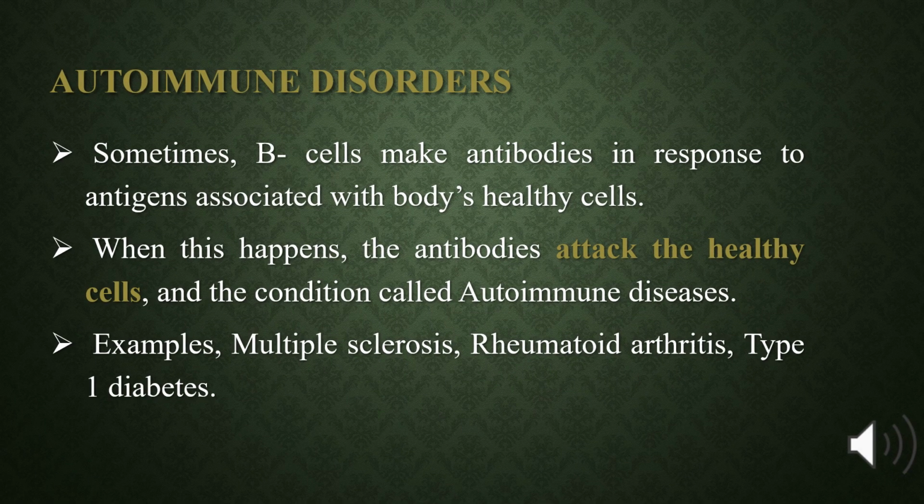Abnormal levels of B cells can cause autoimmune disorders. Sometimes B cells make antibodies in response to antigens that are associated with body's healthy cells. When this happens, the antibodies attack the healthy cells and this condition is called autoimmune diseases. For example, multiple sclerosis, rheumatoid arthritis, and type 1 diabetes are autoimmune disorders.